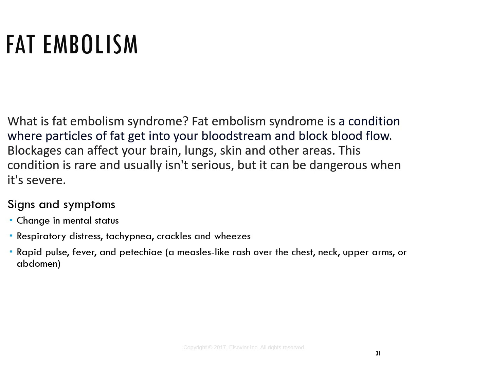And I go to get oxygen to put on them, do what you're supposed to do. They're tachypneic, they've got crackles and wheezes all of a sudden in their lungs that weren't there before. Rapid pulse, fever, and they have petechiae on their chest when I go to listen to their lungs. Petechiae is a measles-like rash over the chest, neck, upper arms, and their abdomen. What's happened is these little fat globules are just blocking everything in the whole entire body.